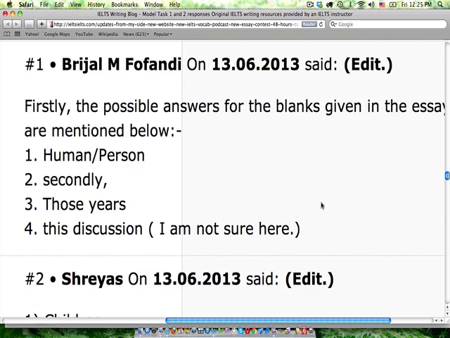Okay, so now Bridgel suggested human or person for number 1. Now that wouldn't work, because if you go back to the essay, do you remember I pointed out that there's a comma there? So it wouldn't sound right. You wouldn't say human, comma, living with pets is a very common occurrence. That wouldn't work there. So that would be incorrect.